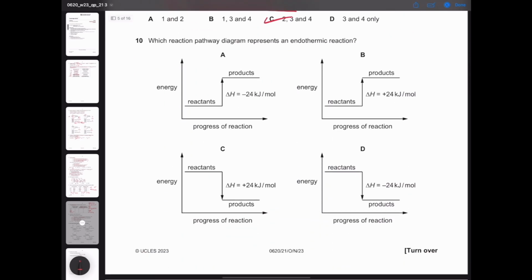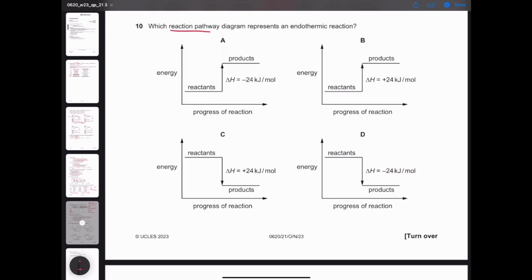Which reaction pathway diagram represents an endothermic reaction? For an endothermic reaction, we should keep this in mind that reactants will have less energy than the product. See, endothermic means you're supplying energy for the product to form. So the products will clearly have more energy, right? And the enthalpy change will be positive because you are providing energy to it. You're giving energy, you're increasing their energy. So enthalpy change should be positive.